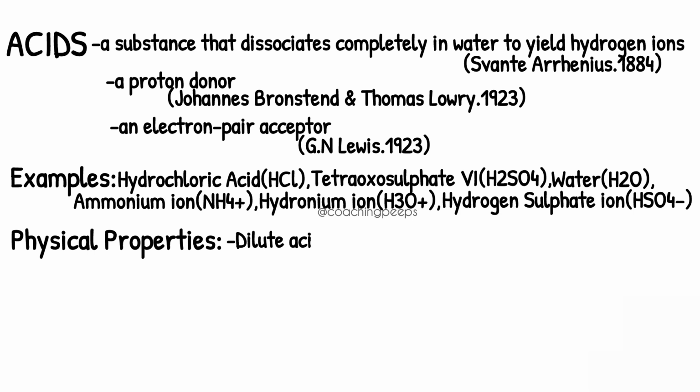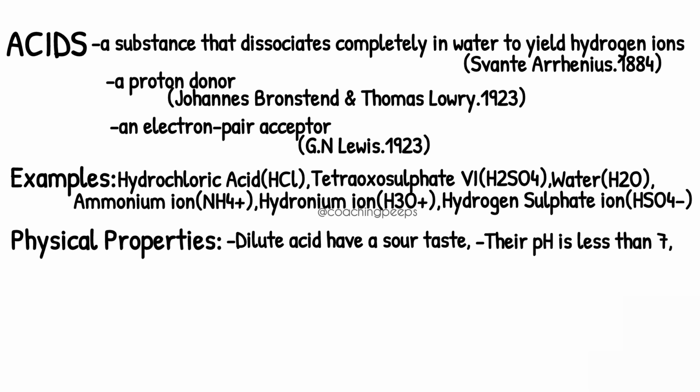Moving on to the physical properties of an acid. Dilute acids have a sour taste. The pH of an acid is less than 7, that is to say, they are acidic. Also, they turn blue litmus paper red.